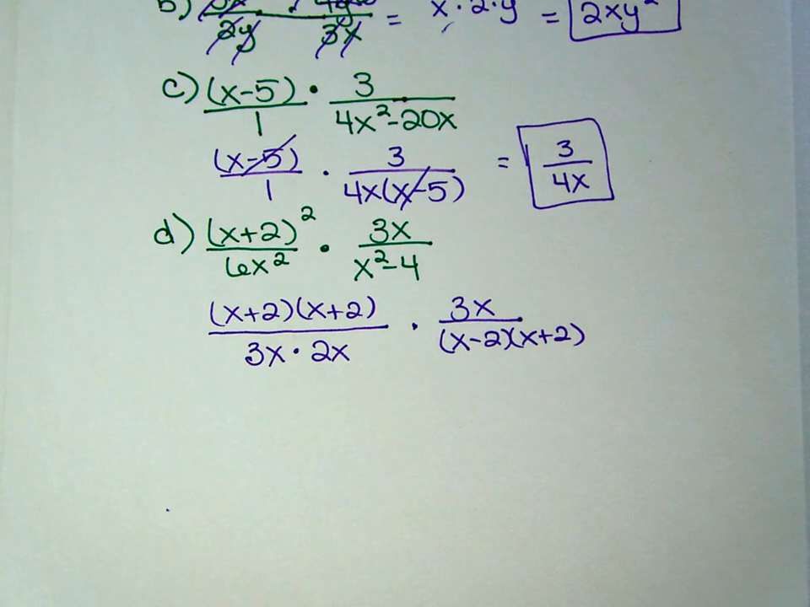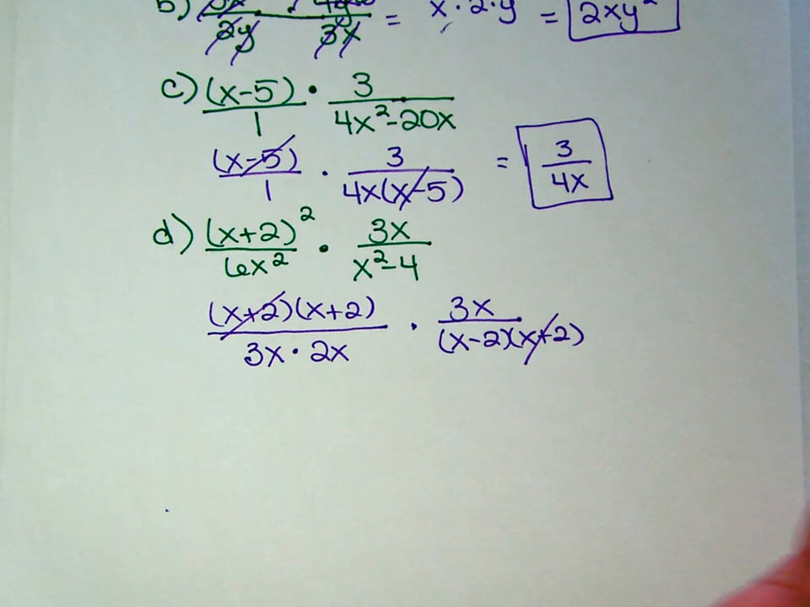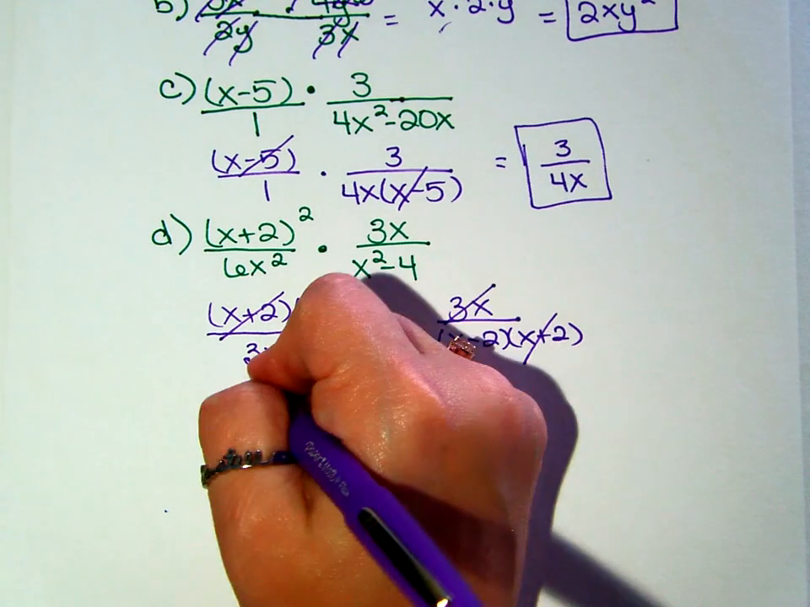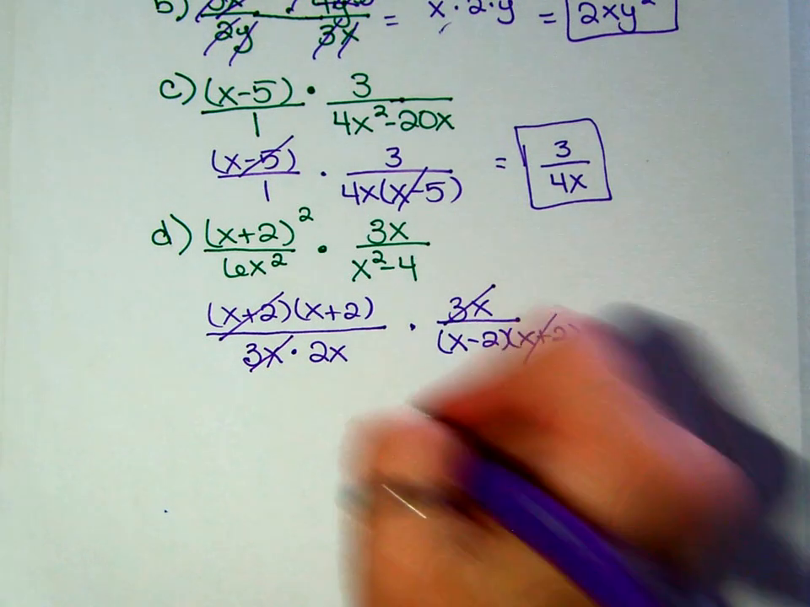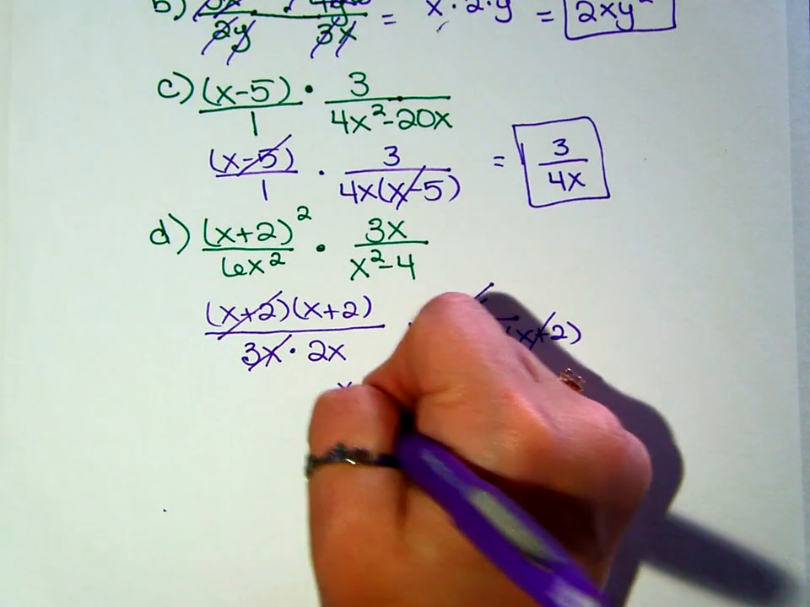Again, when you factor, you can always use FOIL to go backwards to double check your work. So I do have an x plus 2 on top and on bottom. I have a 3x on top and on bottom. So that leaves me with an x plus 2 on top and a 2x times x minus 2.